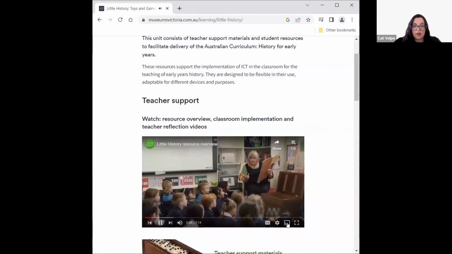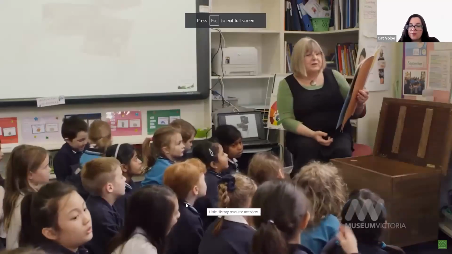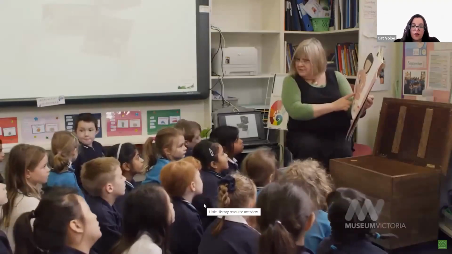What do we have? Your great-grandmother Lucy owned these paper dolls.